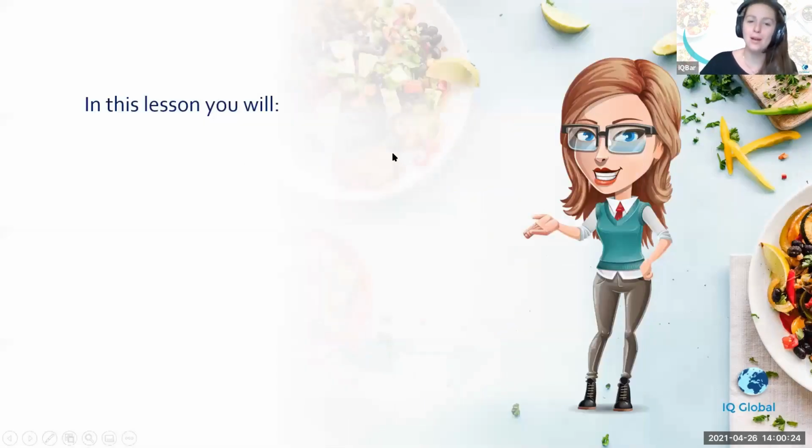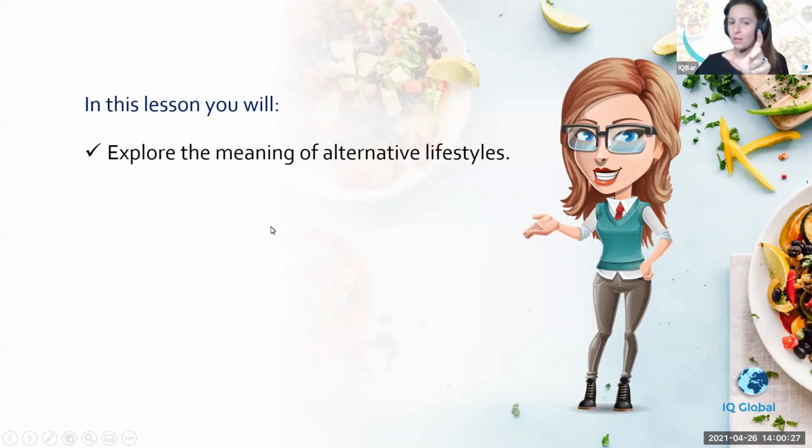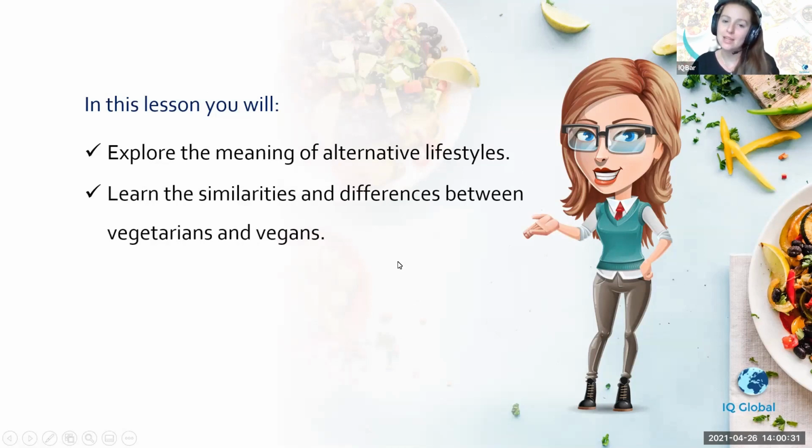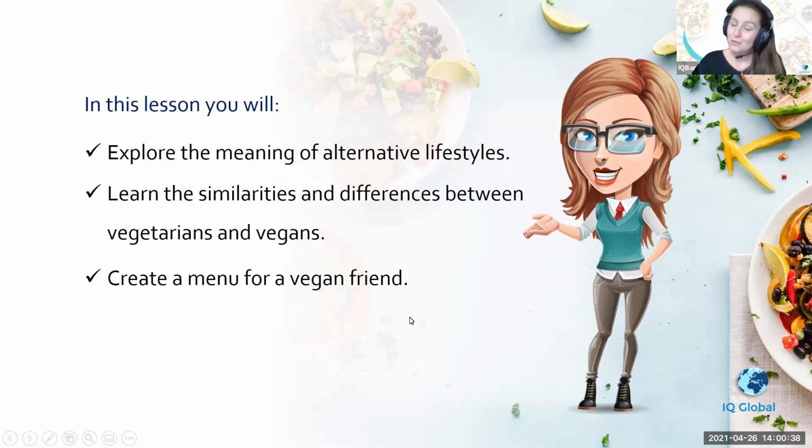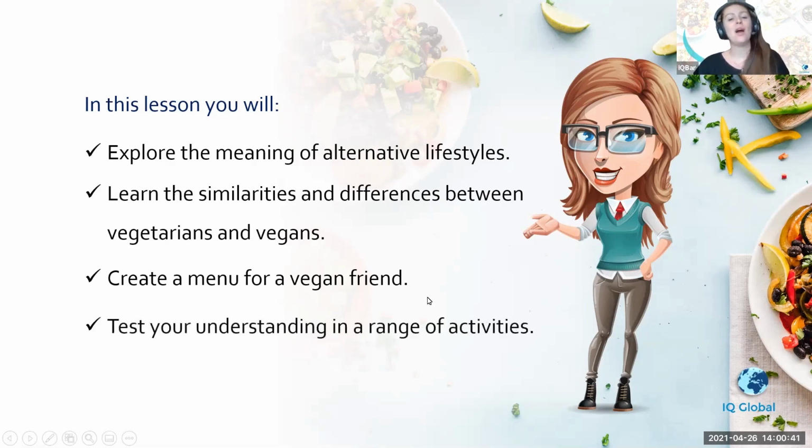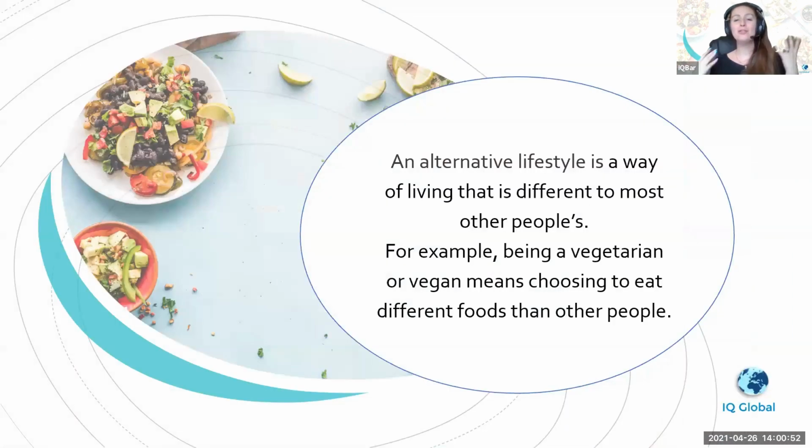So in this lesson or webinar, you will explore the meaning of alternative lifestyles, learn the similarities and differences between vegetarians and vegans, create a menu for a vegan friend, and test your understanding in a range of activities. We do this every time just to have some fun and see what we understood from each slide. So an alternative lifestyle is a way of living that is different to most other people's way of living. For example, being a vegetarian or vegan means choosing to eat different foods than other people. Okay, so that's what they mean by an alternative lifestyle.